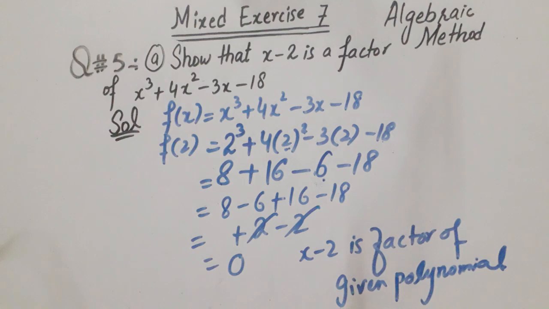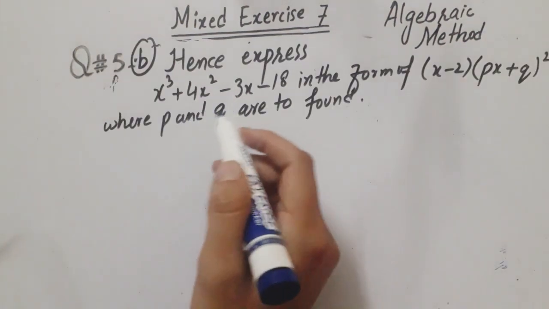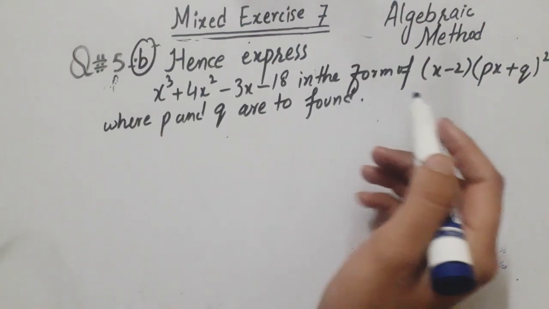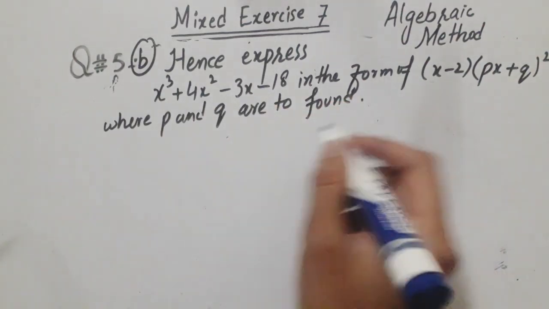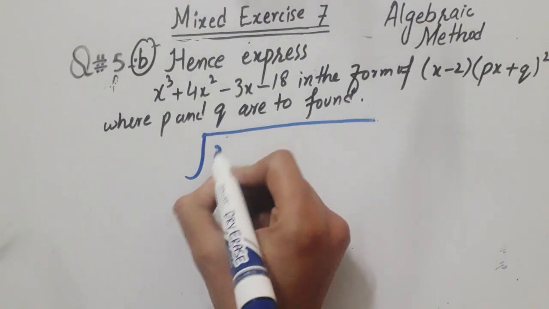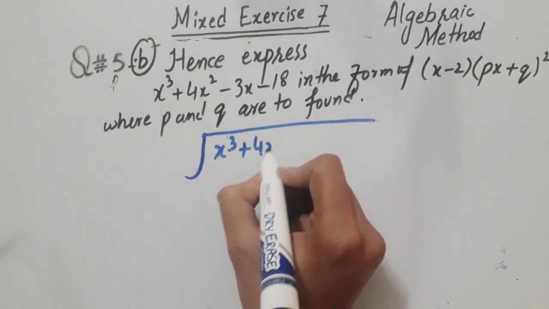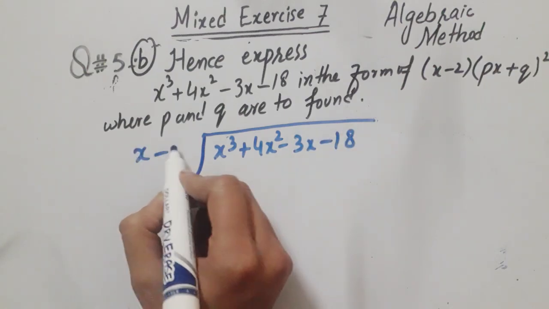Now we will solve the b part. Question number 5, b part, is to express the given function in the form of this. It means you will divide this polynomial by x minus 2. So x cube plus 4x square minus 3x minus 18, divided by x minus 2.